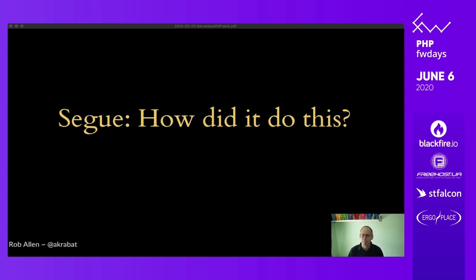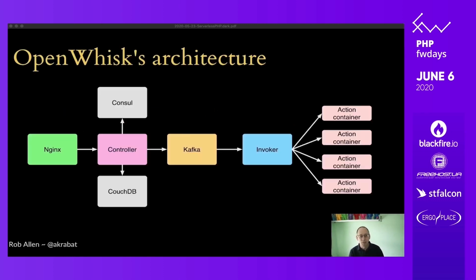How did it do that? So I said OpenWhisk is open source. As a result, we can look behind the scenes at it and see how it actually works. Look at the source code. If you want to look at the source code, you're going to have to know a little bit of Scala. But this is the fundamentals of what's going on behind the scenes.